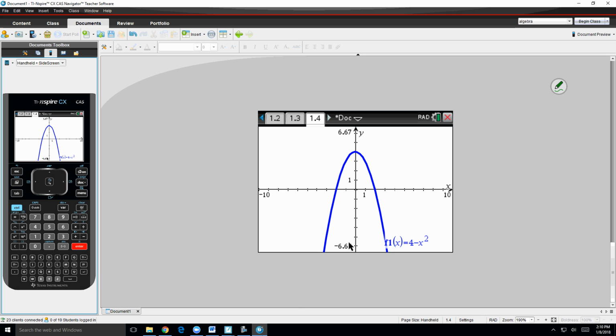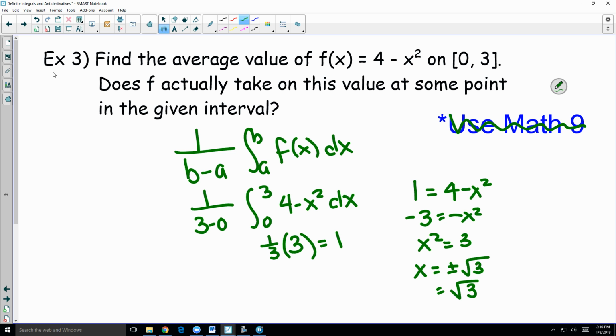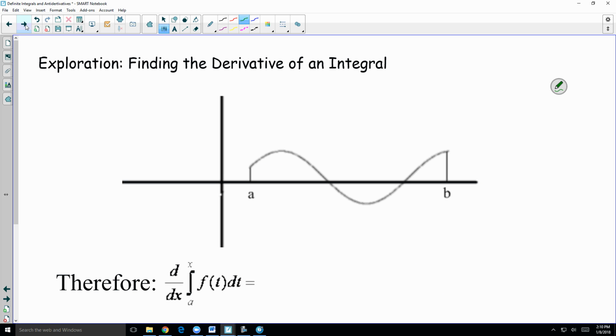Okay, average value of a function. That is it. Okay, thanks.